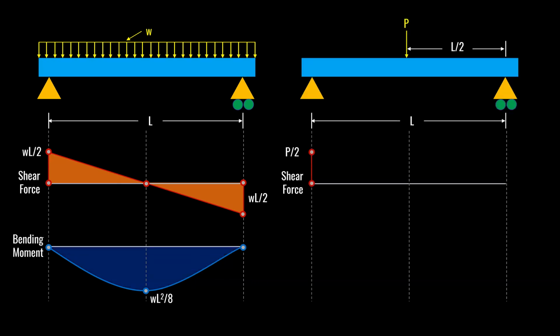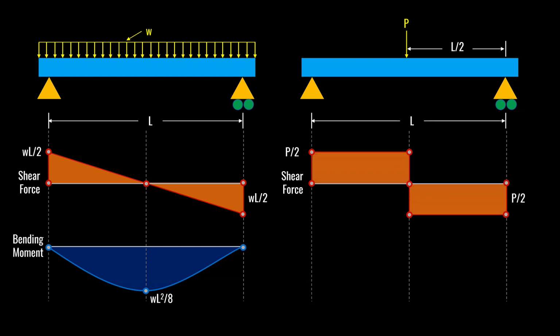For point load, the shear will be total load divided by 2, and there is no load between the left point and the central point, so it will be a straight line, and then it will directly come down at point P. And again, there is no loading between the central point and the right point, so there will be P by 2. And then we can shade it to make it beautiful. Let's see how we can find out bending moment. Bending moment will have a triangular shape. The bending moment will be equal to PL over 4.